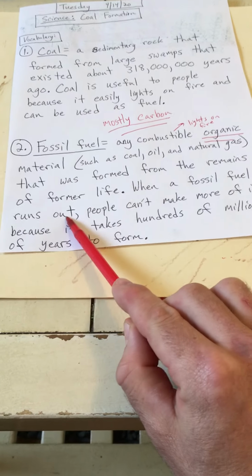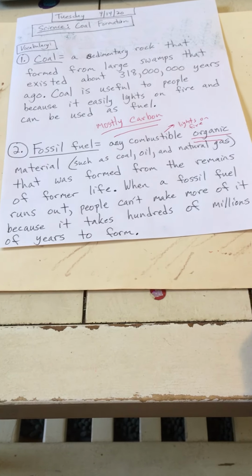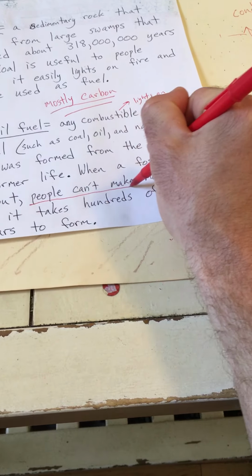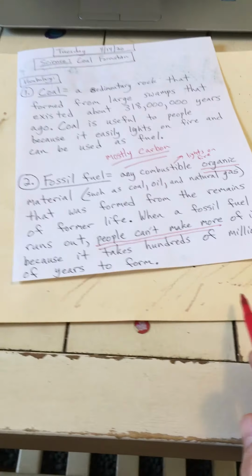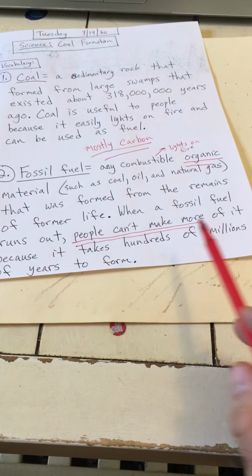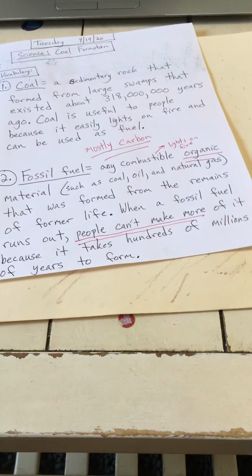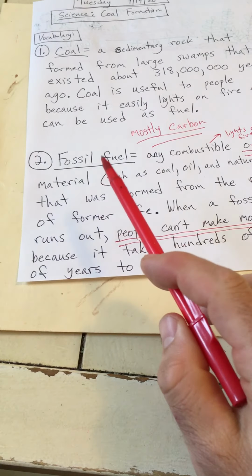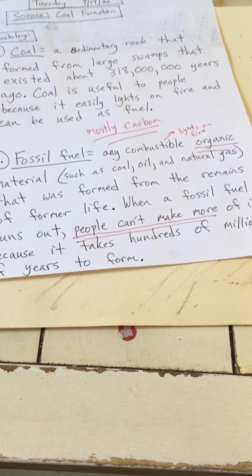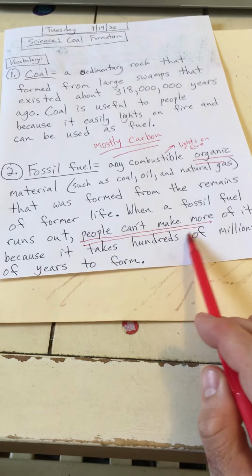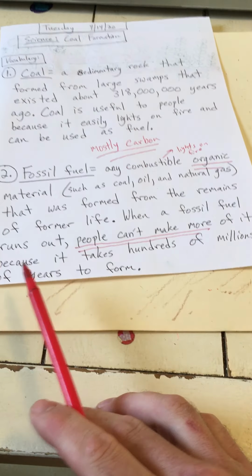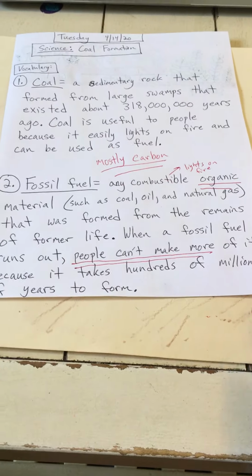When a fossil fuel runs out, people can't make more of it because it takes hundreds of millions of years to form. So that is a major problem. When we run out of fossil fuels, they are gone for the rest of our lives and for many, many generations behind us because they take hundreds of millions of years to form. So if we use all the coal, for example, we won't ever have it again for hundreds of millions of years, which is a really, really long time. These are so important because if we use all the coal, the oil, and the natural gas, they will be gone forever. And that's something that we cannot have happen.